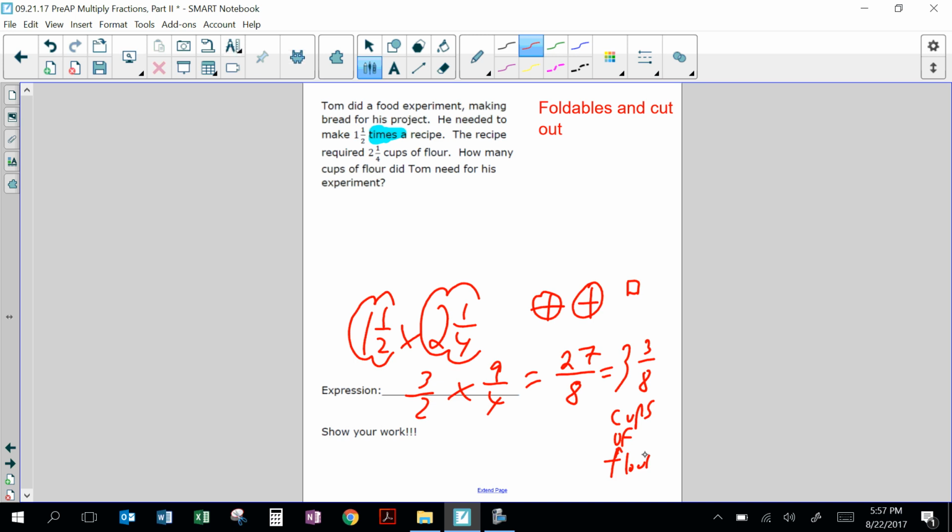Again, if you cannot do that in your head, no worries. Just divide it this way. Can 8 go into 27 3 times? That's 24. What do you have left over? 3. 3 and 3/8. And that's how you multiply fractions.